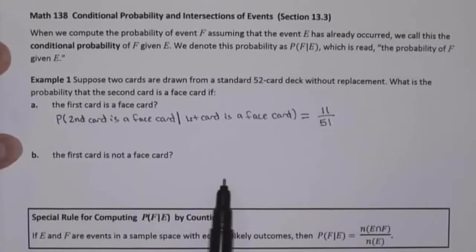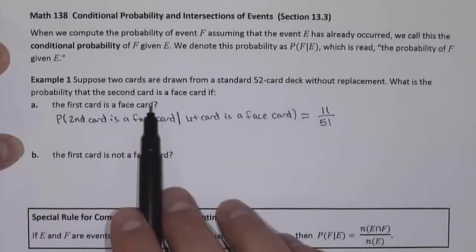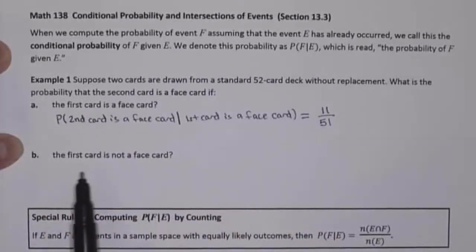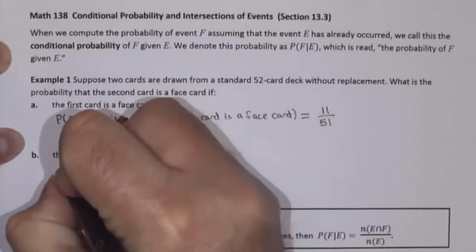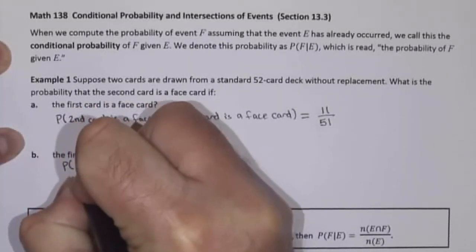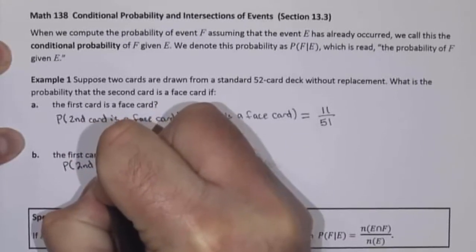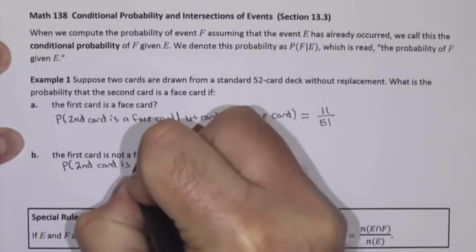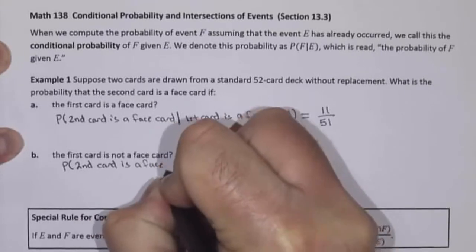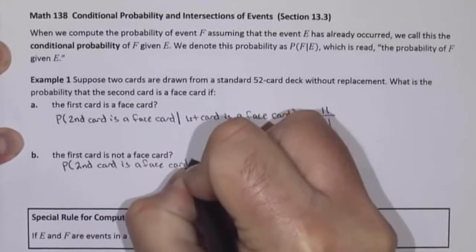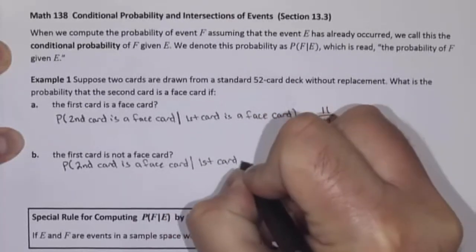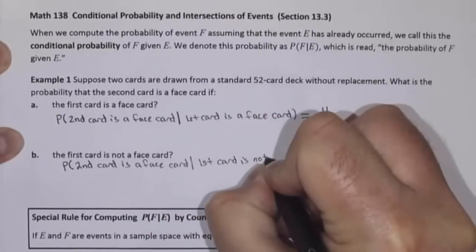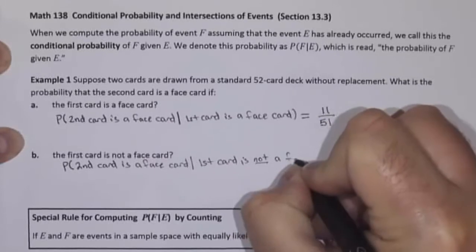Question B, similar question. What's the probability the second card is going to be a face card if the first card is not a face card? So again, using our notation, what's the probability the second card is a face card given that the first card is not a face card?